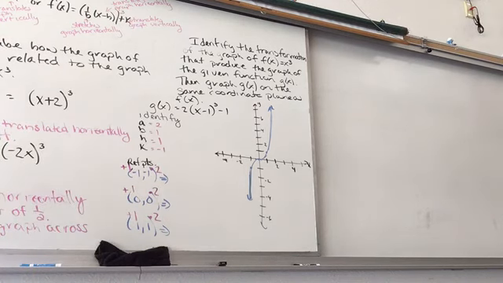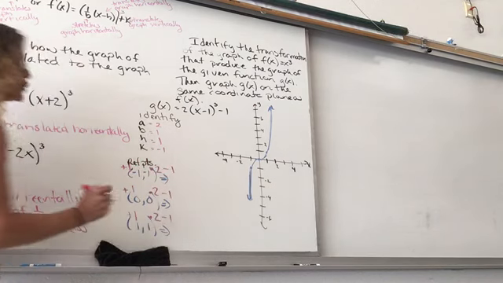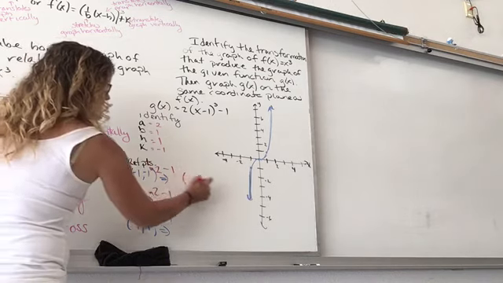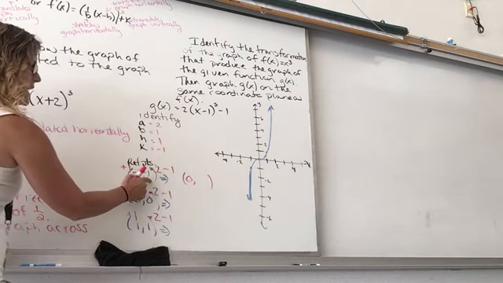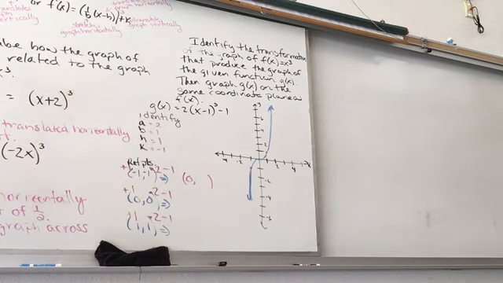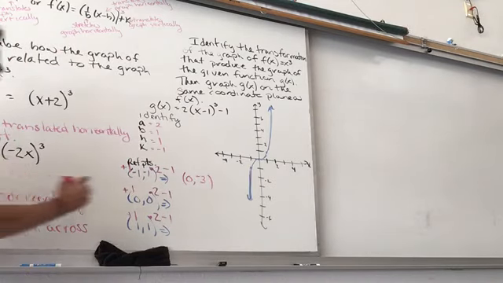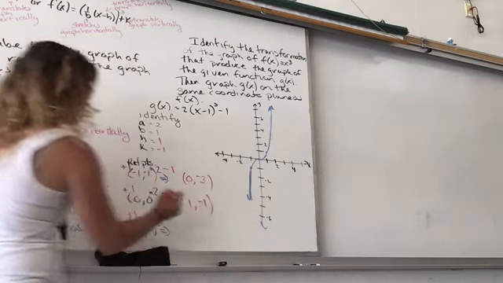K translates the graph vertically. Y is the vertical axis, so that means I'm going to add negative 1 or subtract 1 from each y after I multiply it by 2. And I'm going to get my new points. So let's see. Negative 1 plus 1 is 0. Negative 1 times 2 is negative 2. Negative 2 minus 1 gives me negative 3. 0 plus 1 is 1. 0 times 2 is 0. Minus 1 gives me that negative 1.